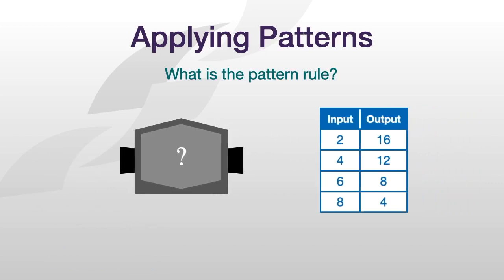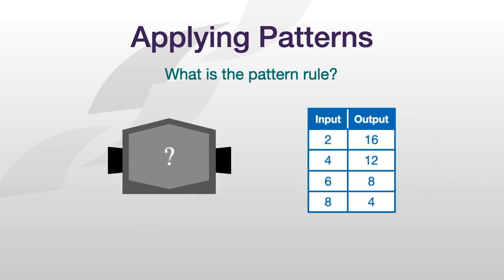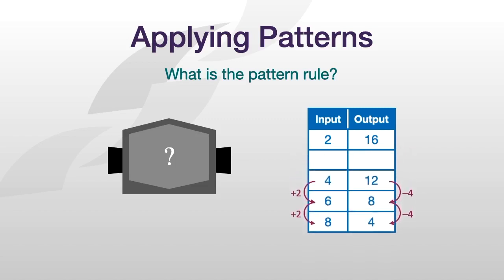First, let's look for what changes. As the input goes up by 2, the output goes down by 4. This is equivalent to saying that as the input goes up by 1, the output goes down by 2 each time. So we know that the expression for a decreasing pattern, in this case, is 2n subtracted from some number, the constant.